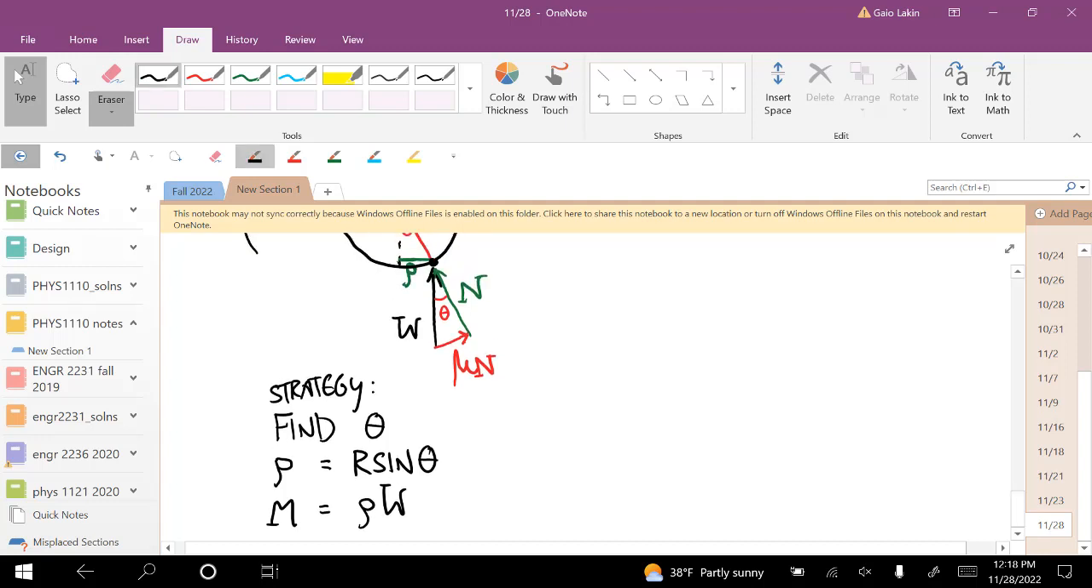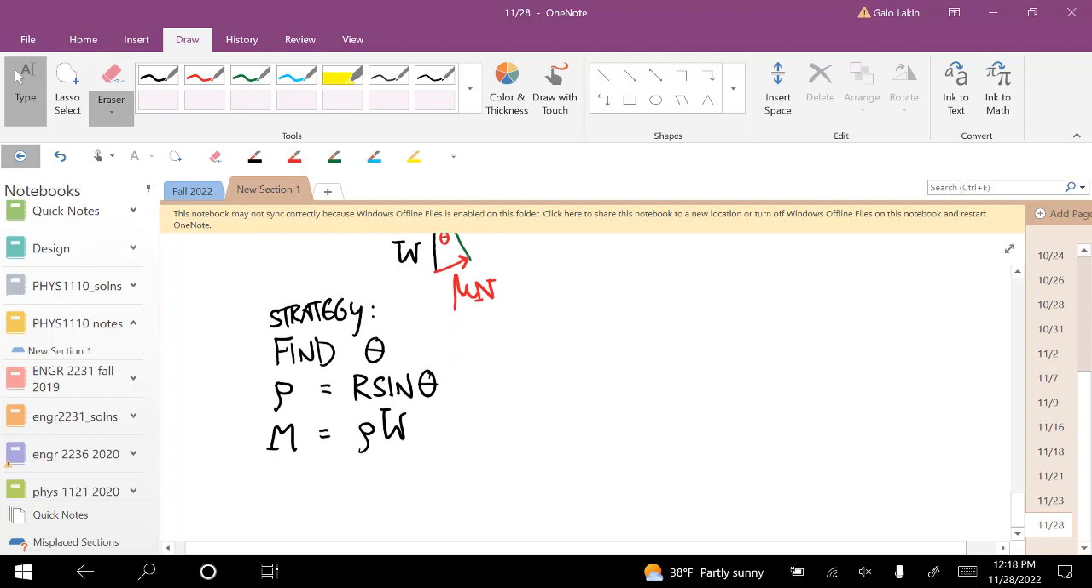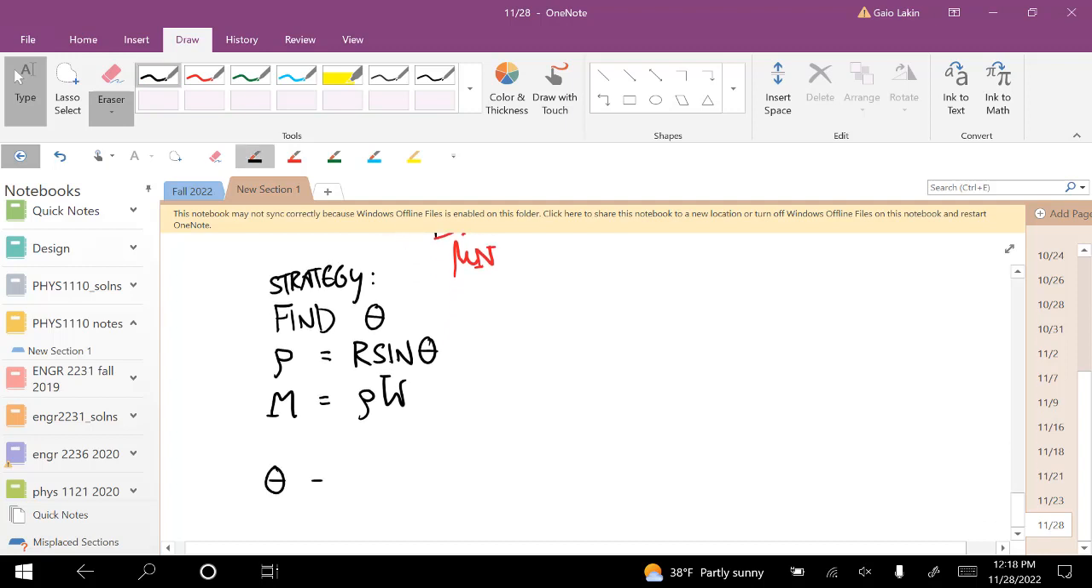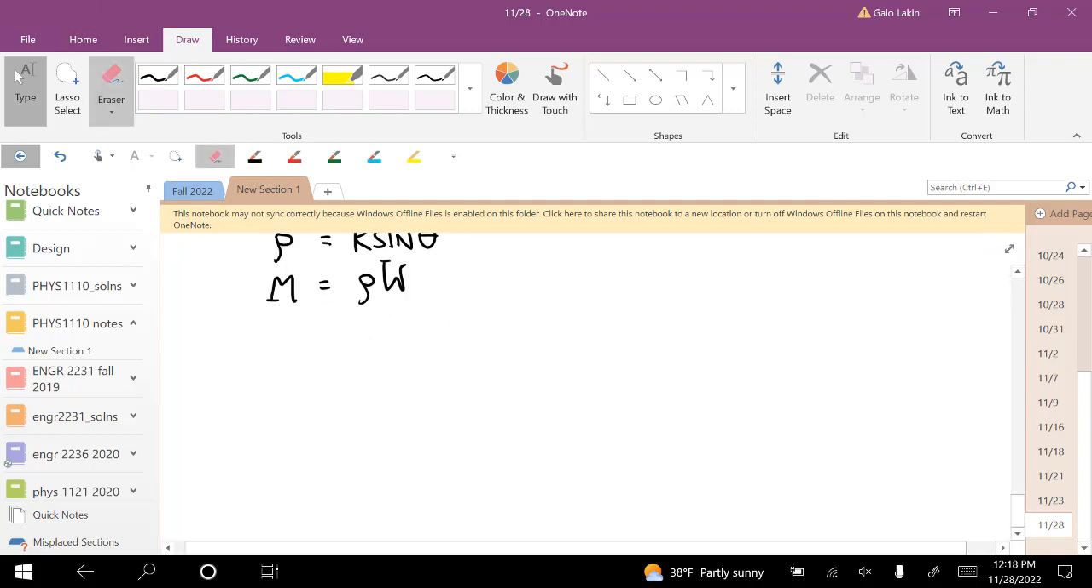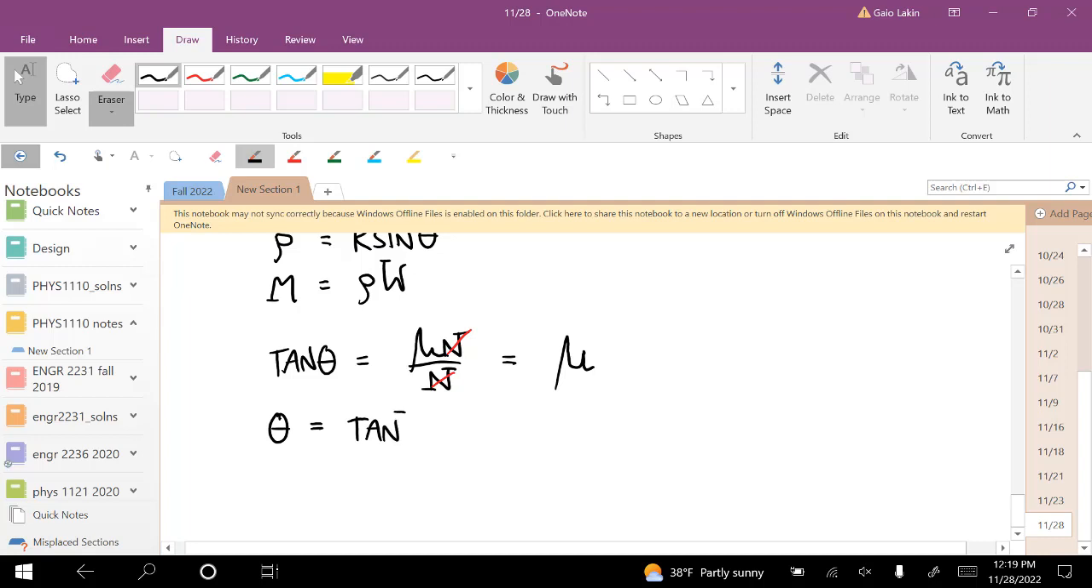Okay, so what's the expression for theta? Well, notice that the tangent of theta is mu N over N. So let me write that first. Tangent of theta is mu N over N, and the N's cancel out. So tangent of theta is just equal to mu. And so theta then is equal to the inverse tangent of mu.